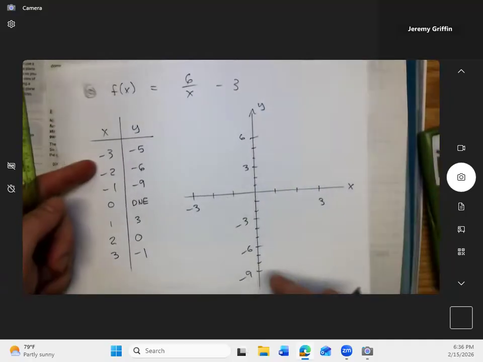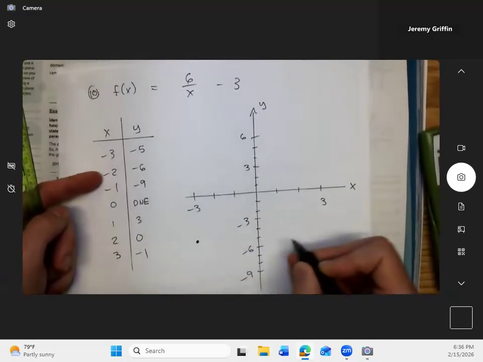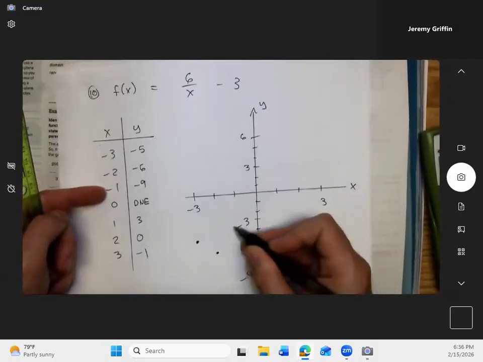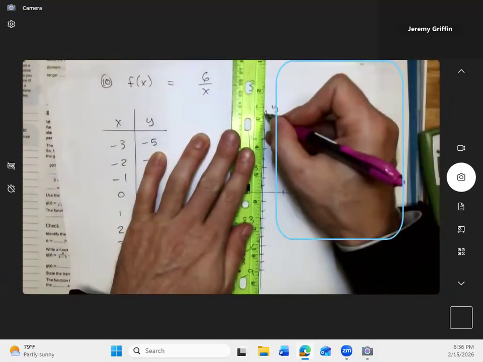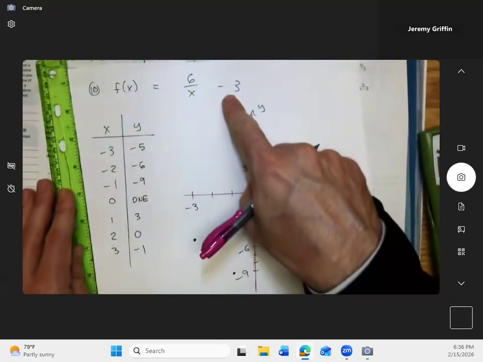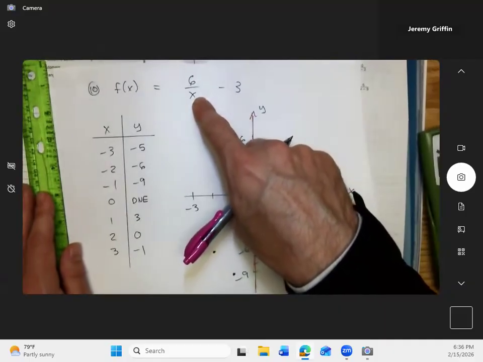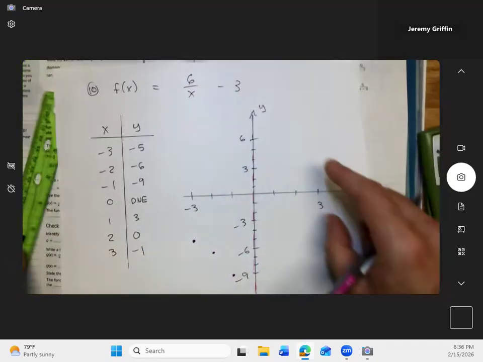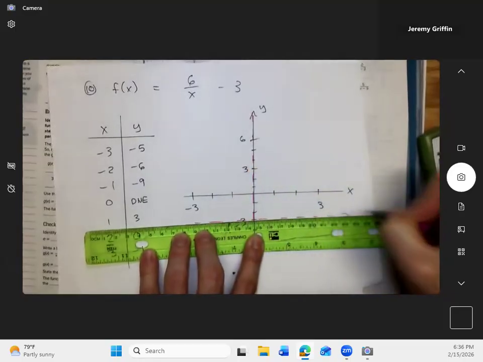Okay. So -3, -5 is right here. -2, -6 right here. -1, -9. 0 is a vertical asymptote. Ooh, vertical asymptote. While I'm drawing asymptotes, maybe I should have done this to start with. Do you see what the horizontal asymptote is going to be? If I divide by like a million, this will approach 0, or -1,000,000 for that matter. This will approach 0, then -3. There's definitely going to be a horizontal asymptote down here at -3.